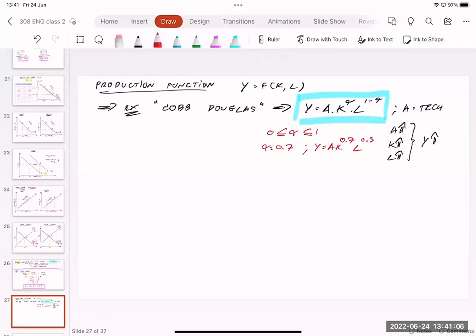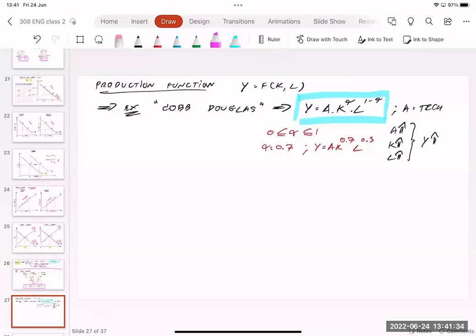So alpha is actually the percentage of the capital that the country uses in production. If alpha is high, the country is using a lot of capital. If alpha is low, the country is using a lot of labor, in terms of production. So far so good. Let's come back to the equation.